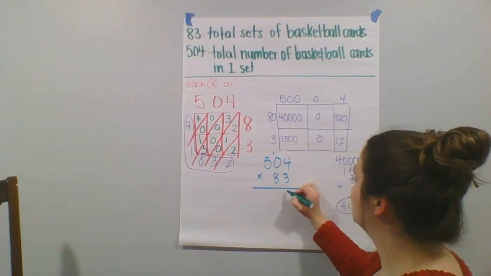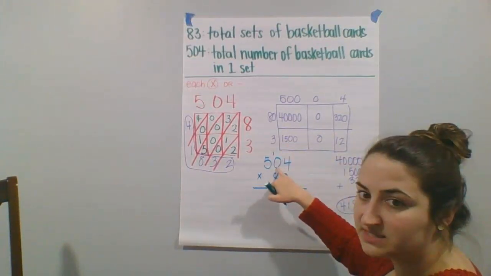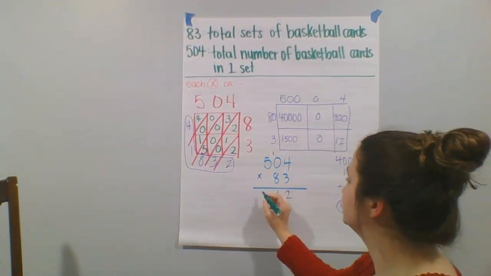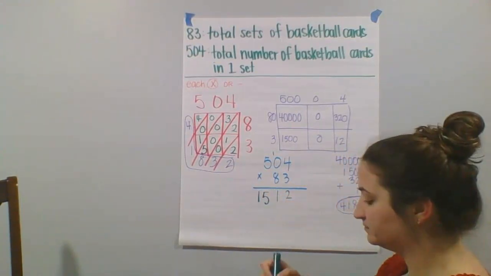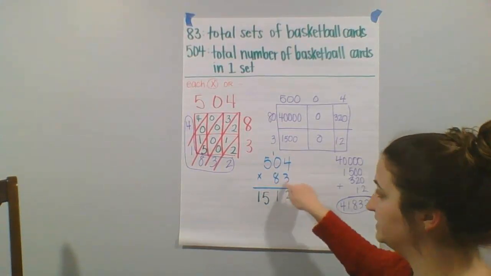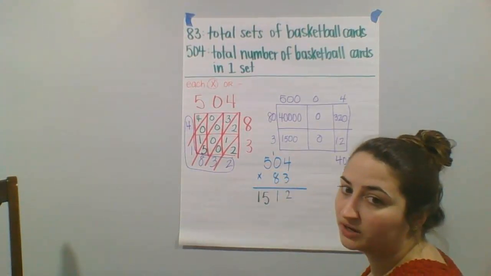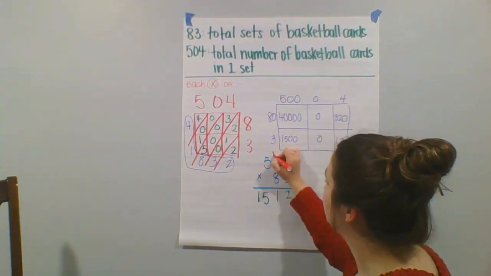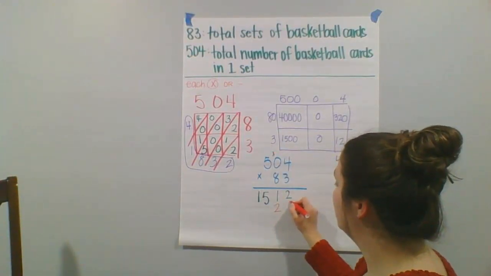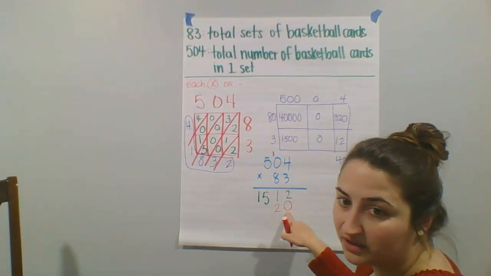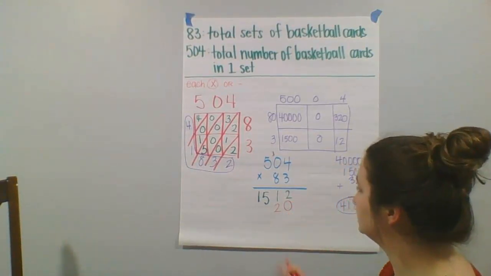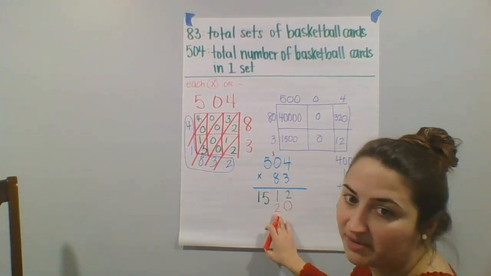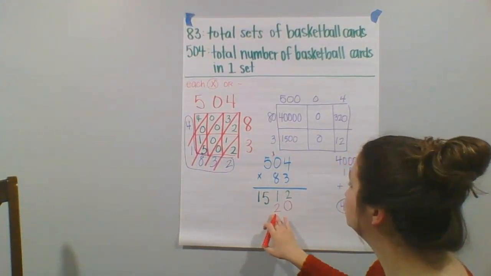3 times 4 is 12. 3 times 0 is 0, plus 1 is 1. 3 times 5 is 15. So we took our 3 times each of these digits, and now we're going to move on to the 8. 8 times 4 is 32. We want to make sure we put our placeholder here, which is going to be a 0 because we're starting underneath the 8. So we want to make sure that that 2 goes under the 8.